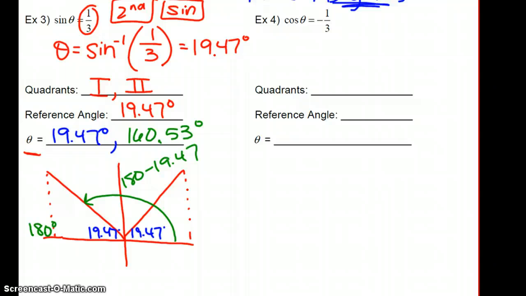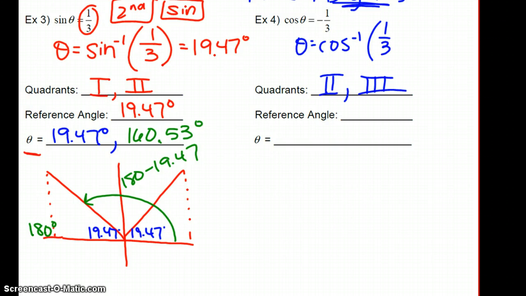So where does cosine equal a negative 1/3? Well, cosine is going to be negative in quadrants 2 and 3. I need to find my reference angle. So let's undo this function with the inverse, cosine inverse of 1/3. And again, just plug in a positive 1/3. Sometimes it'll give you the reference angle right out, sometimes it doesn't, and it's just easier if you plug in the positive version of it. We get a reference angle of 70.53 degrees.